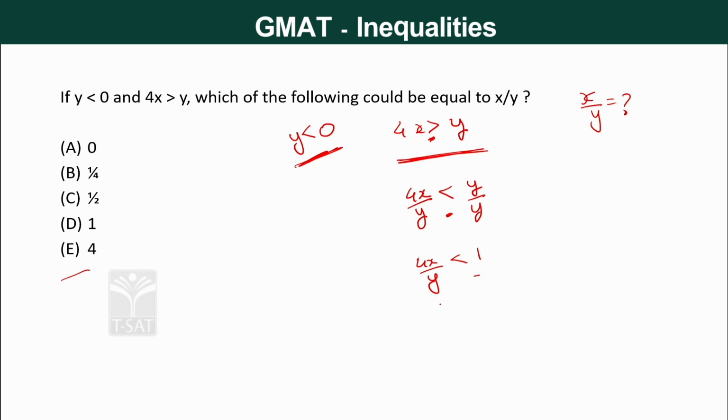And dividing both sides by 4, 4 is a positive number, so the inequality sign remains as it is. So, x by y is less than 1 by 4. Out of the options given, again we do not have less than or equal to, so 1 by 4 can't be a valid answer. 0 is the only option that satisfies our inequality, x by y is less than 1 by 4. So, the answer is option A.